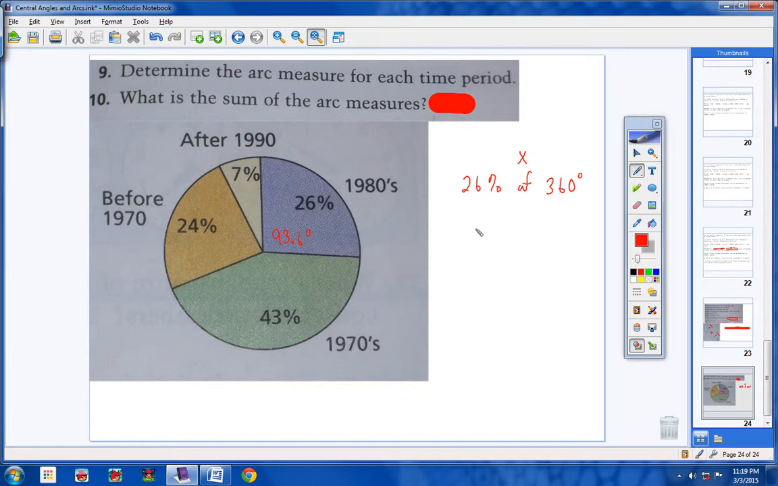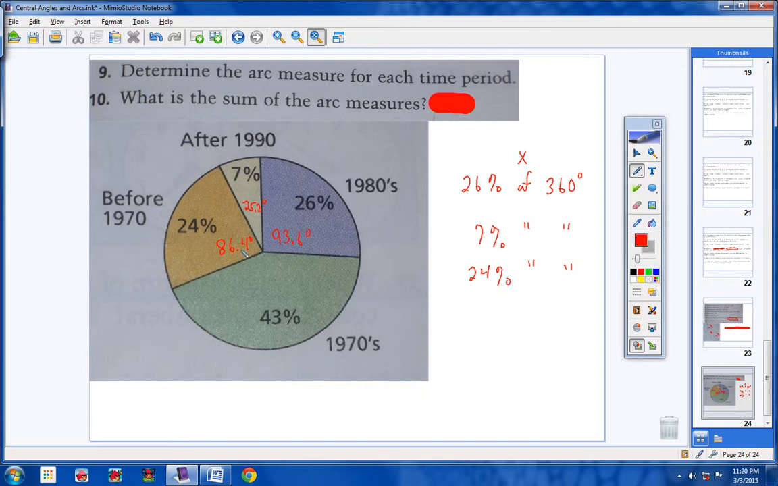Now next we have 7%. So we're going to take 7% of 360. So 0.07. Don't use 0.7. 0.07 times 360 gives you 25.2 degrees. So right here we have 25.2 degrees. Now over here we have 24%. So we're going to take 24% of 360 degrees. So 0.24 times 360 is going to give you 86.4 degrees. 86.4 degrees.